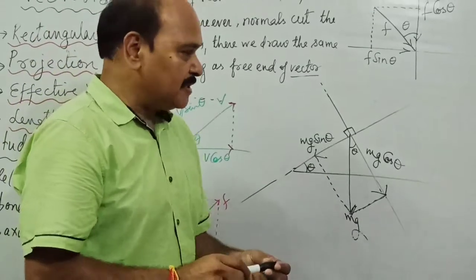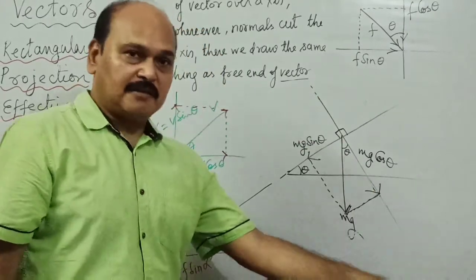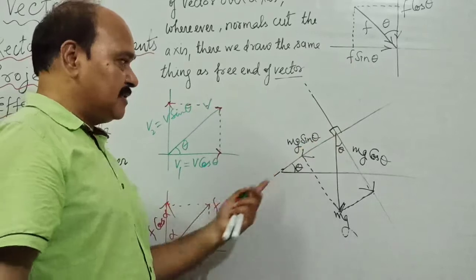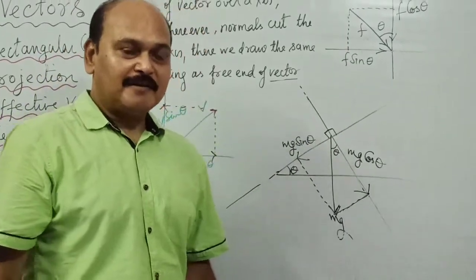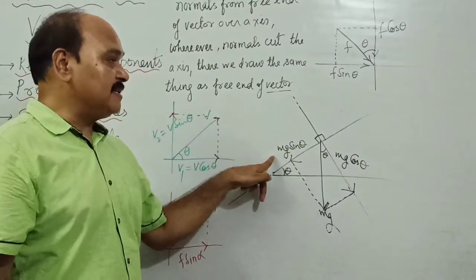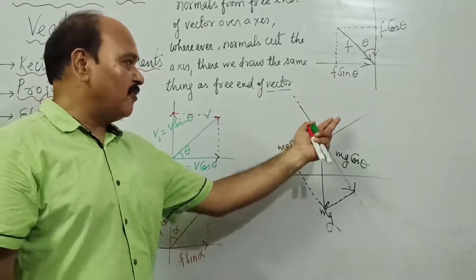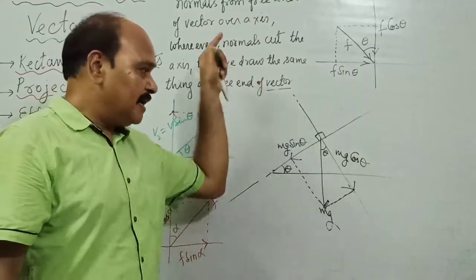So mg cos theta is the component of the weight acting in this direction, and mg sin theta is the component of the weight acting in this direction. That is why we say when a body is placed over an inclined plane, it tries to slip down the incline with the force of mg sin theta. So the weight of the body has two components. One is along the incline, down the incline, the other is perpendicular to the incline, into the incline.